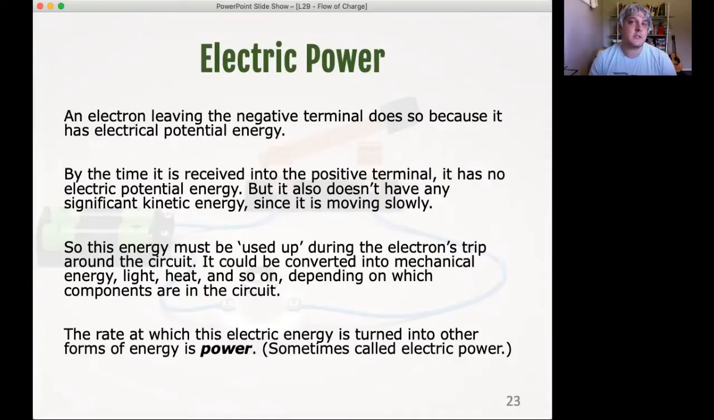So the rate at which that electric energy is turned into other forms of energy is the power of the circuit, sometimes called electric power, but really it's just exactly the same.